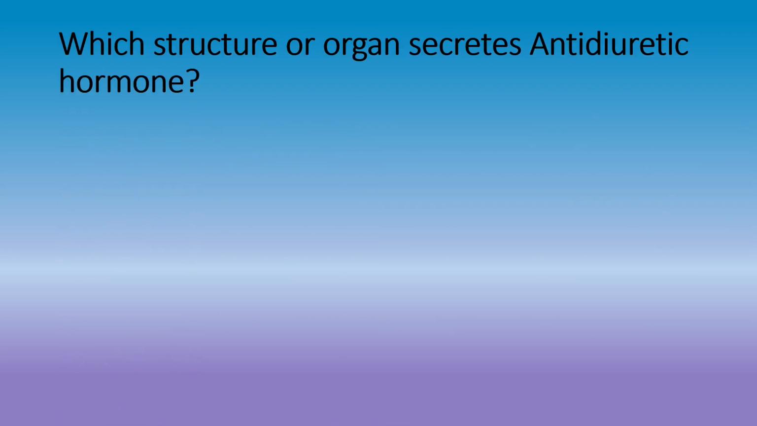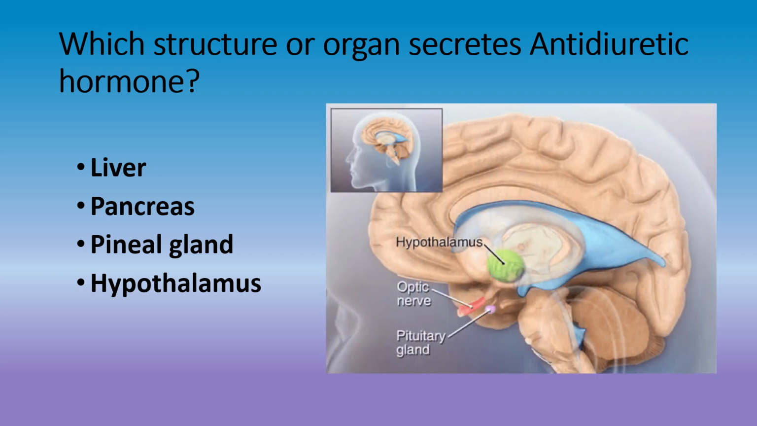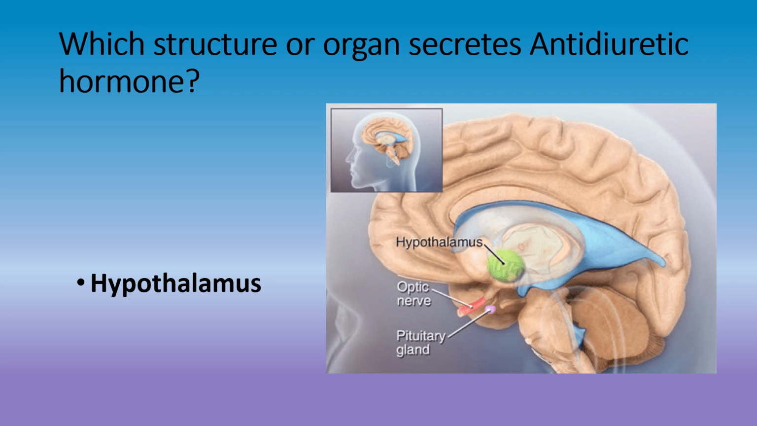Next question. Which structure or organ secretes antidiuretic hormone? Is it the liver, the pancreas, the pineal gland, or the hypothalamus? And the answer is hypothalamus. So ADH, which is antidiuretic hormone, is a substance produced and stored in neurons within the hypothalamus. It is then released by the pituitary gland at the base of the brain.